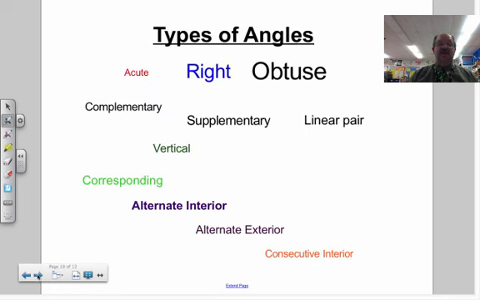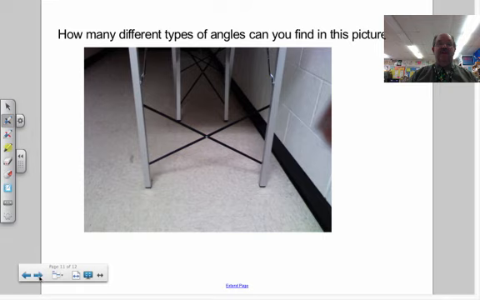And so there we are, back to our little chart, types of angles. How many different angles can you find in that picture? Pause it, find a few, find some verticals, find some alternate interiors, alternate exteriors, linear pairs, all those sorts of things there. And I guess that is about all I've got to say about this today.